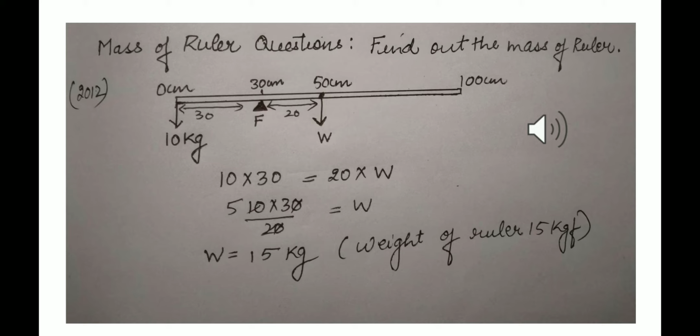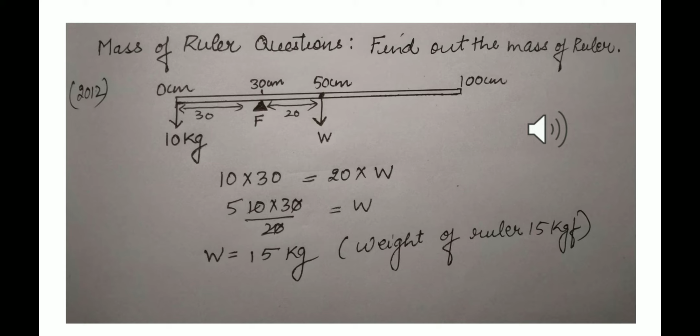So here I have mentioned, you can see 0 centimeter, 100 centimeter, the weight of the ruler, that is W, acting at 50 centimeters. And you can also see that the fulcrum is not at the center. The fulcrum is at the 30 centimeter mark. We have to find out the mass of the ruler. There is a 10 kg weight which is hanging from 0 centimeters, and we have to find out the weight of the ruler so that this is balanced.